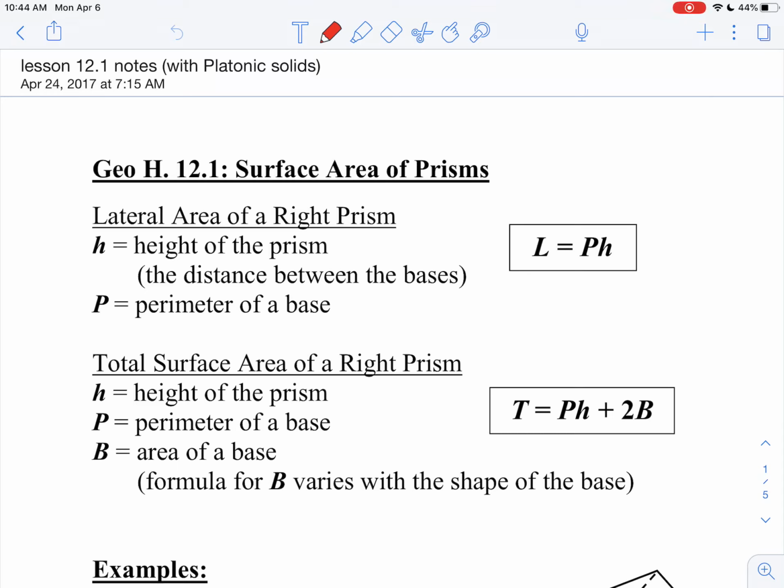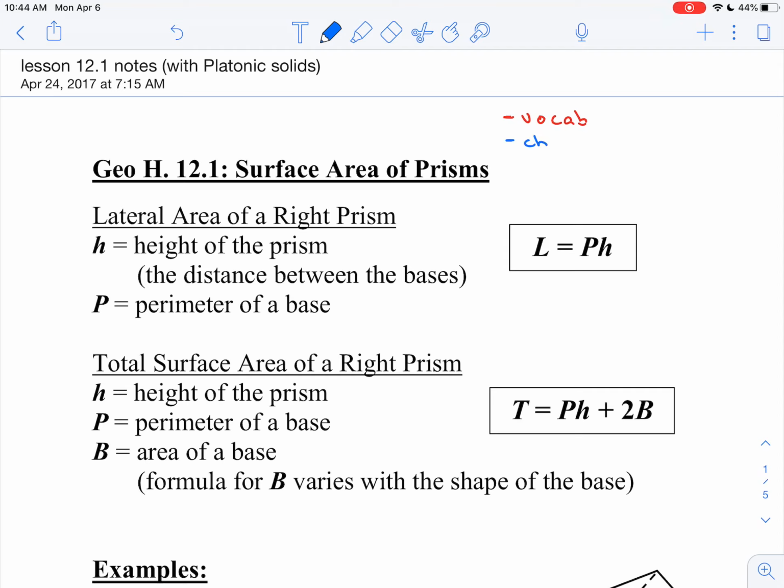We are now in Chapter 12, Lesson 12.1, Surface Area of Prisms. Couple things to get started. Number one is please do the reading attached to tonight's homework because you need to know the vocabulary dealing with prisms and then eventually pyramids and some other shapes as well. So we got to know that vocab to make sure you put the right pieces in the right places.